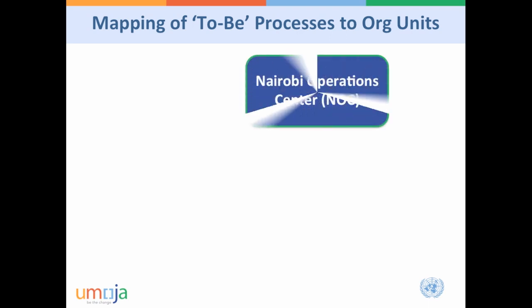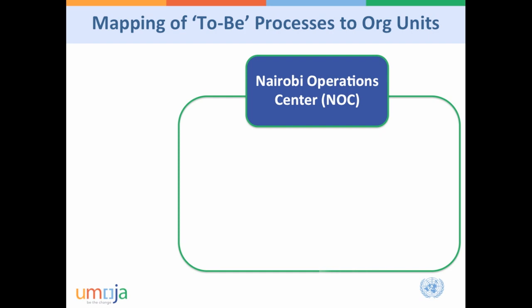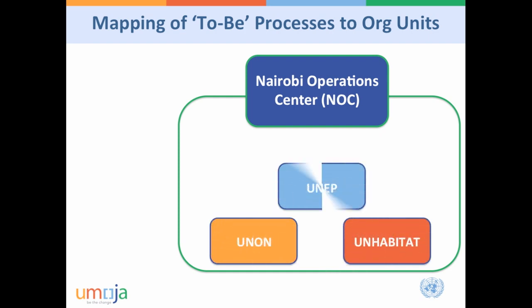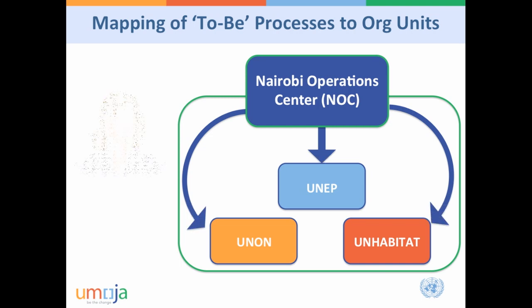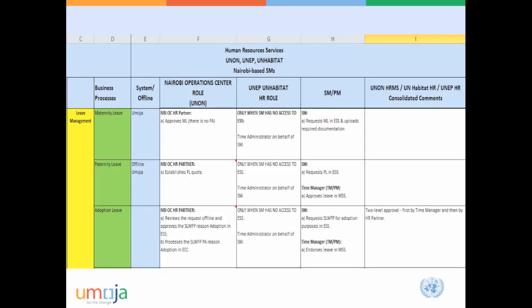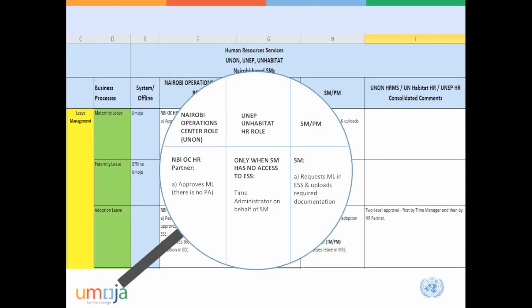This is the to-be process of how Jane will now request her ML in Umoja. With the deployment of Umoja, the 3 entities in Nairobi, Yunan, UNEP, and UN Habitat, will establish a common administrative center, which we will call NOC for purposes of this presentation. Under this business model, Jane, being a staff member of Yunan, will now have to direct her request to the NOC. The to-be process is more streamlined.